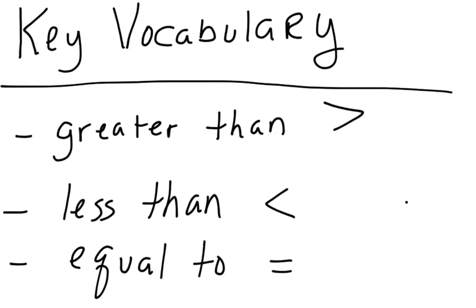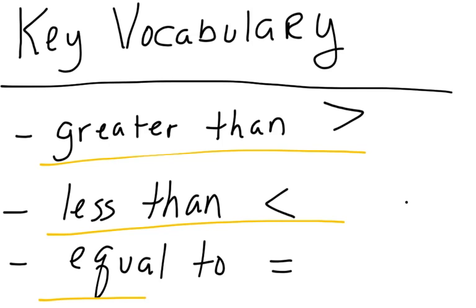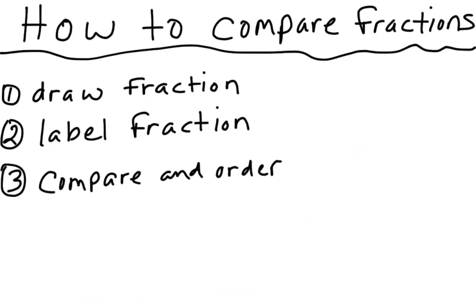So let's look at some of the key vocabulary when we're talking about comparing and ordering fractions. This is still the same thing as comparing and ordering numbers. Greater than, less than, and equal to. So now let's go through a few steps that we can use to compare and order fractions.